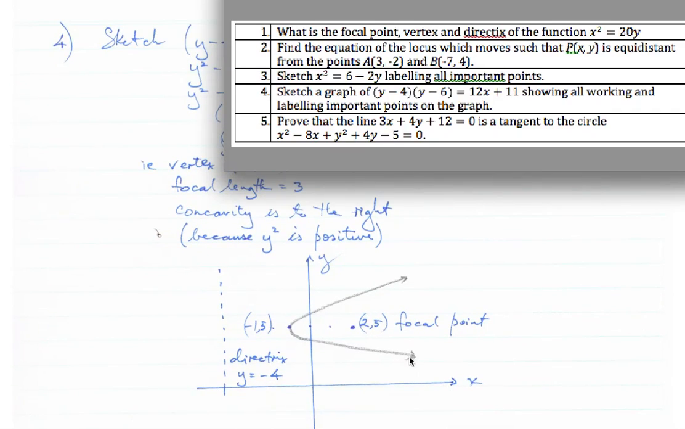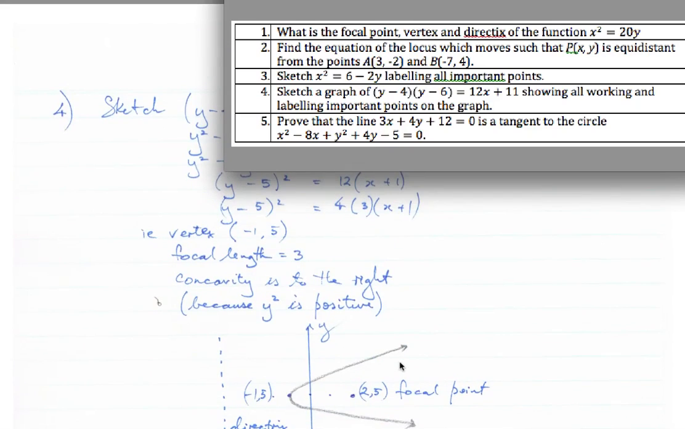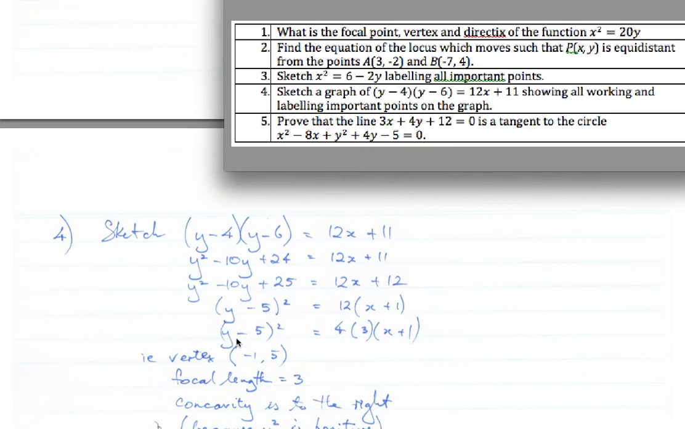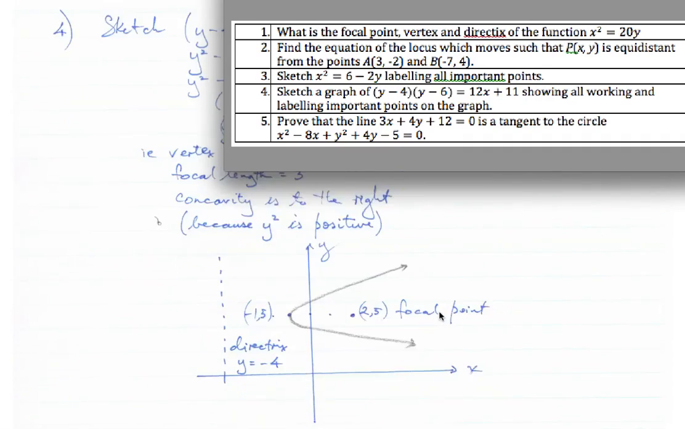I haven't put the x-intercept here, but I could easily find that by letting y equals 0. And when y equals 0, I can solve that pretty straightforward.